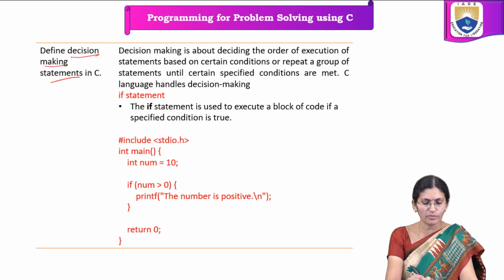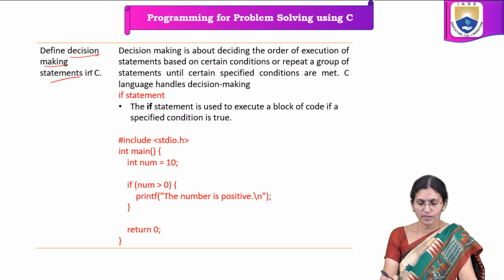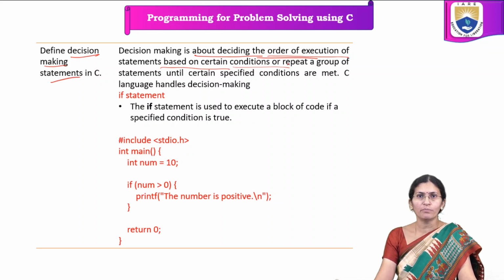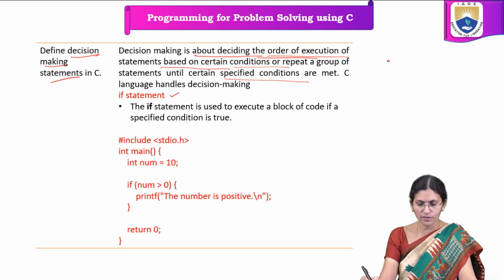Next one is define decision making statements in C language. Decision making statements are about deciding the order of execution of statements based on certain conditions, or repeating a group of statements until certain specified conditions are met. There are different decision making statements supported in C language. For example, one of the statements is the if statement. So we have the if statement, then the if else statement, and after that we also have the switch statement. These are the different statements in C language to handle the decision making process.